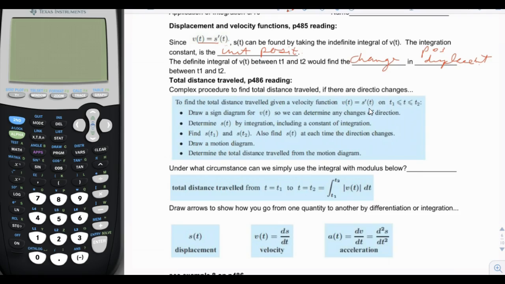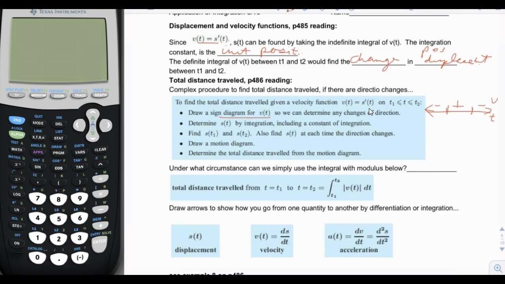Okay, here's a complex procedure to find total distance traveled if there are direction changes. First you draw a sign diagram for v of t so that we can determine any changes of direction. Remember, a sign diagram looks like this, and what you do is you find any stationary points of velocity. When does the velocity equal 0? At what times? And then in between, it's going to be positive or negative. Okay?